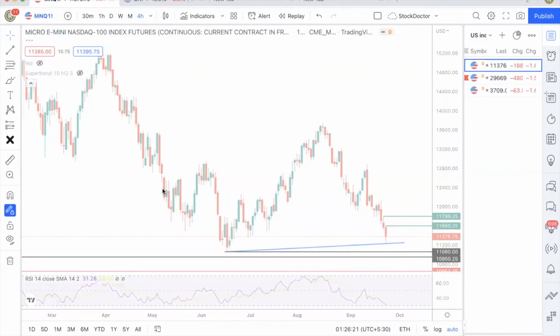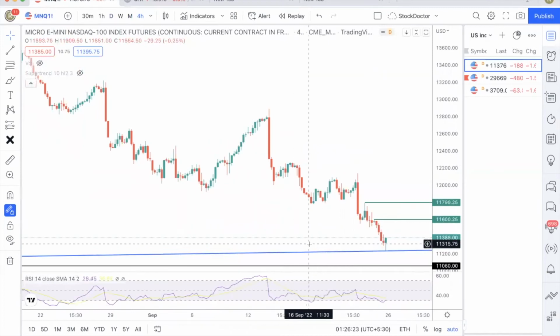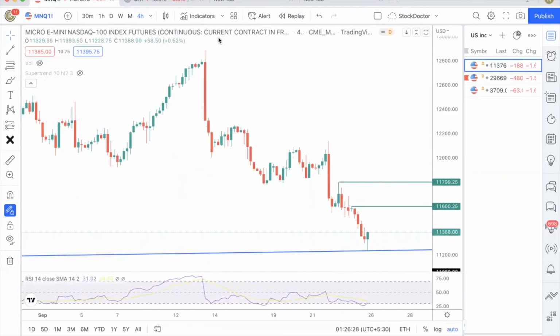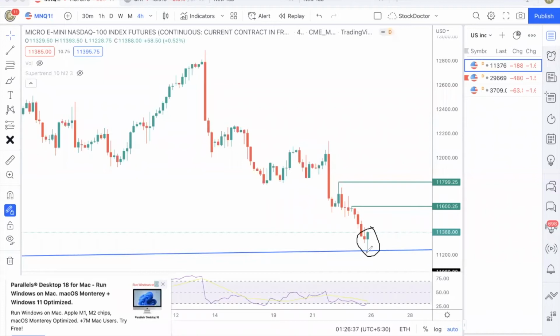Why am I seeing the short term upside? Because if you see on the 4 hourly chart, it has created a nice hammer candle. And if it sustains above 11,200 and starts trading upside, then my first target is 11,600, second target is 11,800, and if it sustains above 11,800, then 12,000 is also possible on this index.